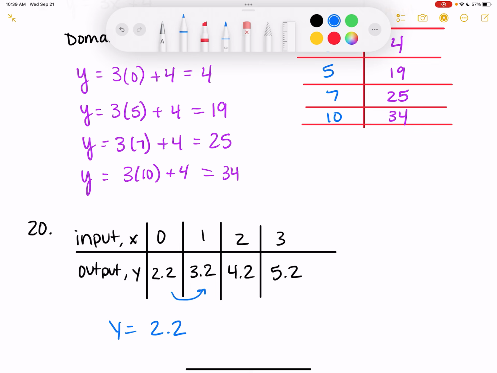How do we get from here to here? How do we get from 2.2 to 3.2? What number do you add to 2.2 to get 3.2? 1. So this is going to be plus 1. To get from 3.2 to 4.2, 1. And then it's going to be the same thing for the last one. So what this tells us is that for every x that gets added, it's adding 1 to it. So all we have to do then is say plus x.